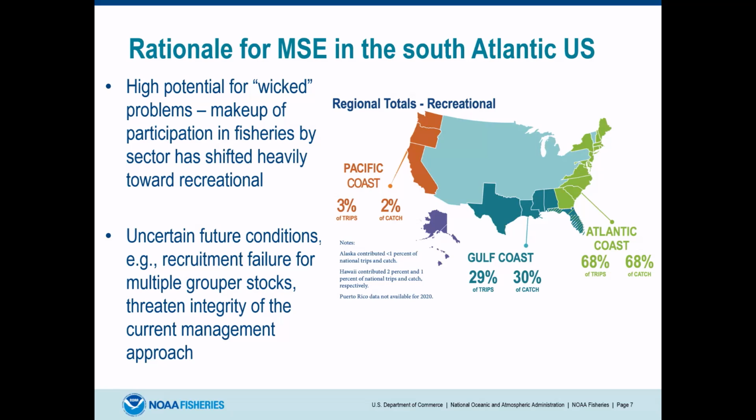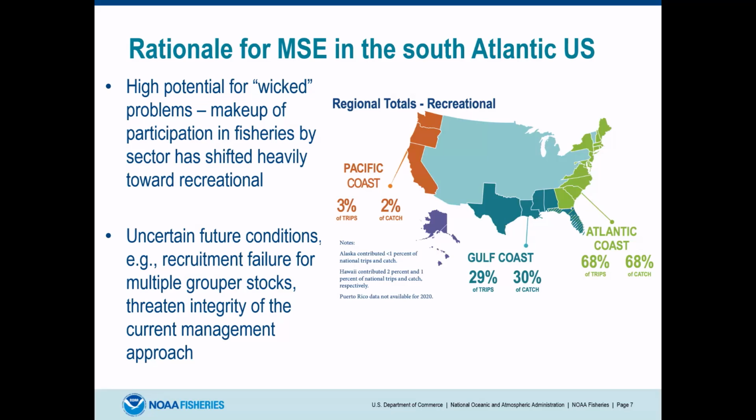Here in the South Atlantic US, there's a very high potential for these sorts of wicked problems. The makeup of the participation in fisheries in this region has shifted over time away from being a split between commercial and recreational to actually favoring recreational quite a bit. 68% of trips and 68% of catch come from recreational fisheries, and recreational fishing is the dominant source of mortality in the South Atlantic US.